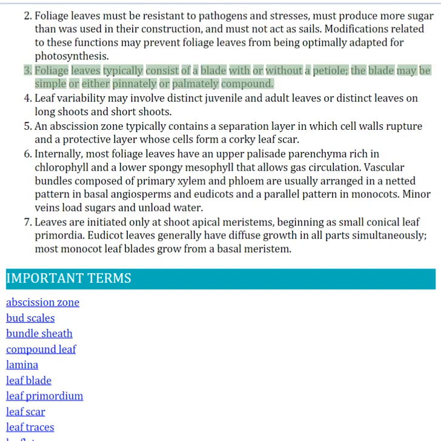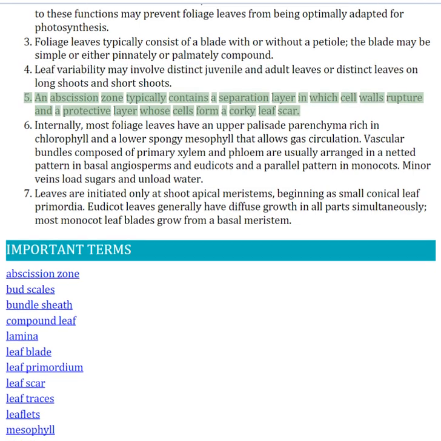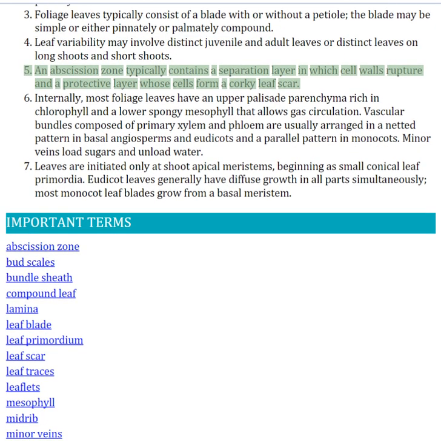3. Foliage leaves typically consist of a blade with or without a petiole. The blade may be simple or either pinnately or palmately compound. 4. Leaf variability may involve distinct juvenile and adult leaves or distinct leaves on long shoots and short shoots. 5. An abscission zone typically contains a separation layer in which cell walls rupture and a protective layer whose cells form a corky leaf scar.